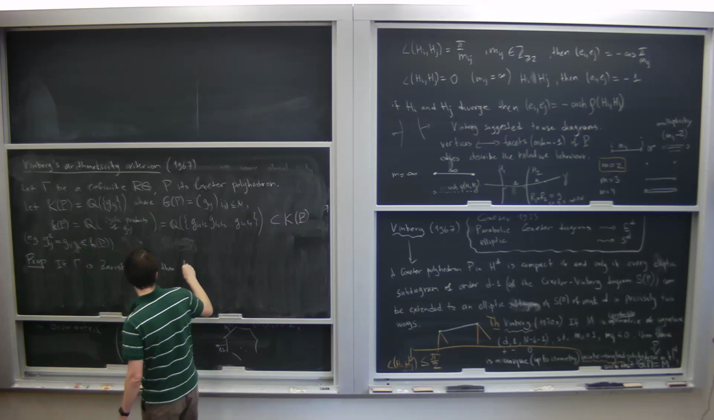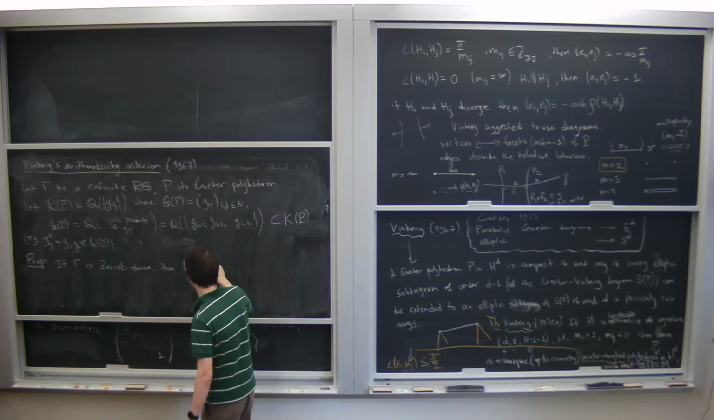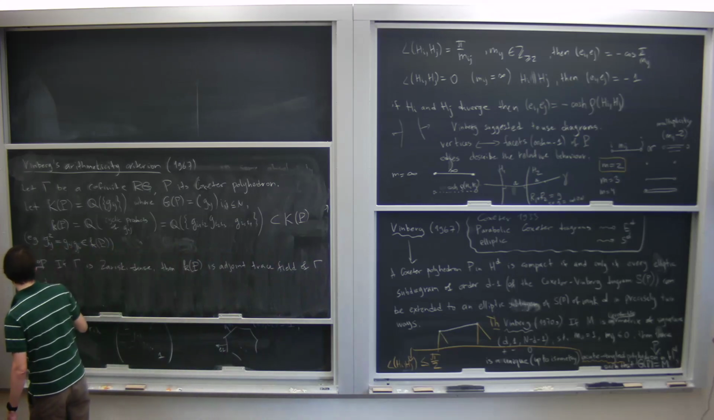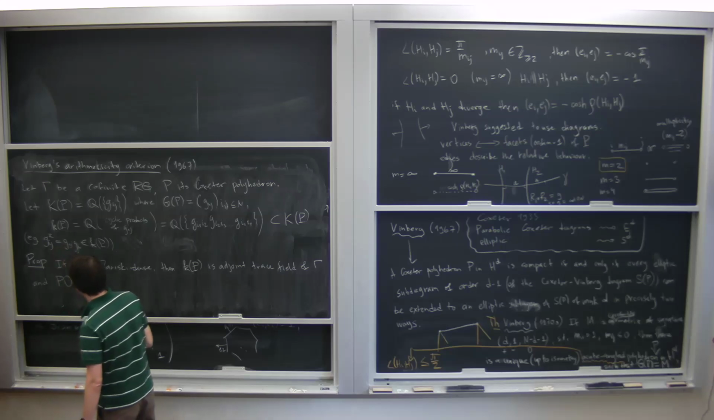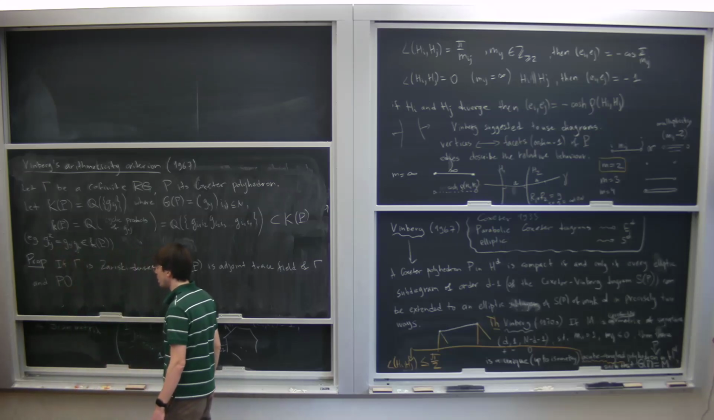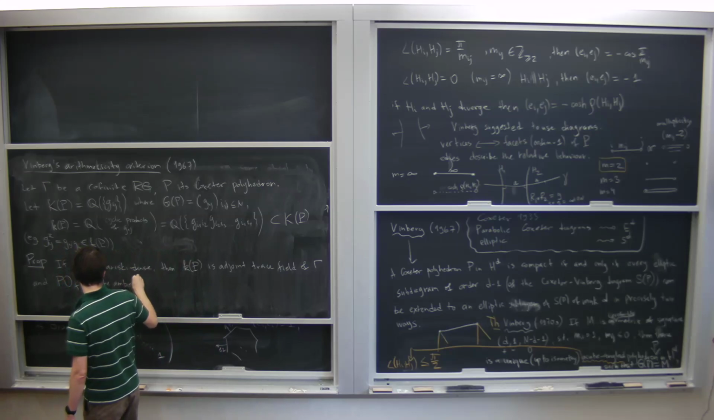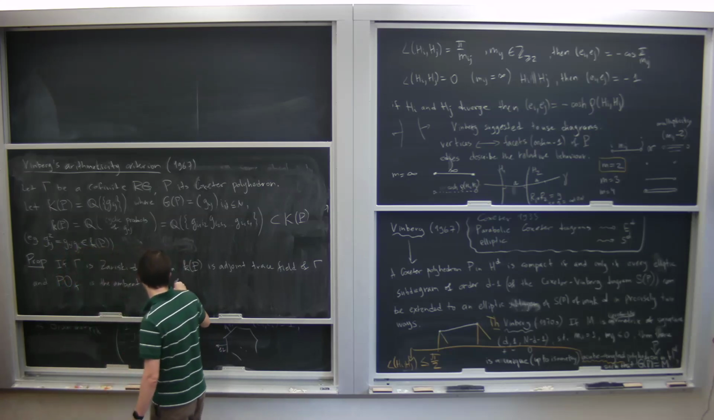K(P) is the joint trace field of gamma, and the projective orthogonal group PO(F) of some quadratic form F is the ambient group of gamma.